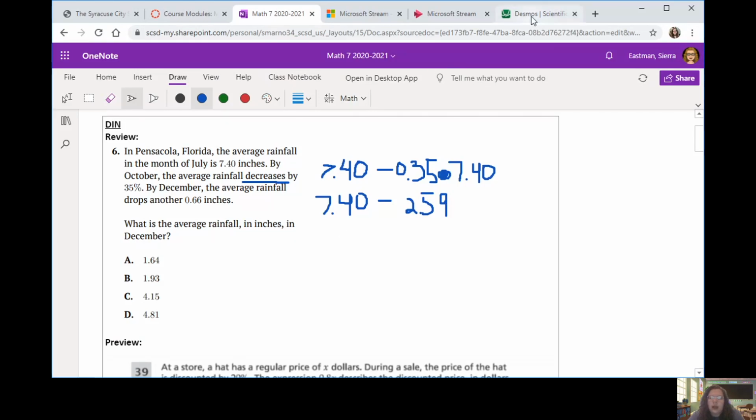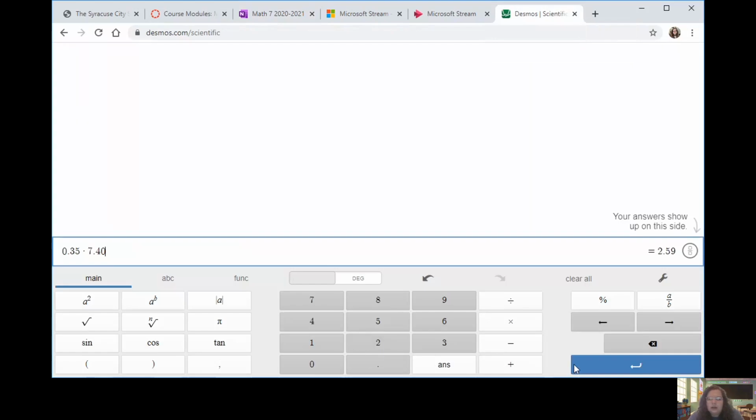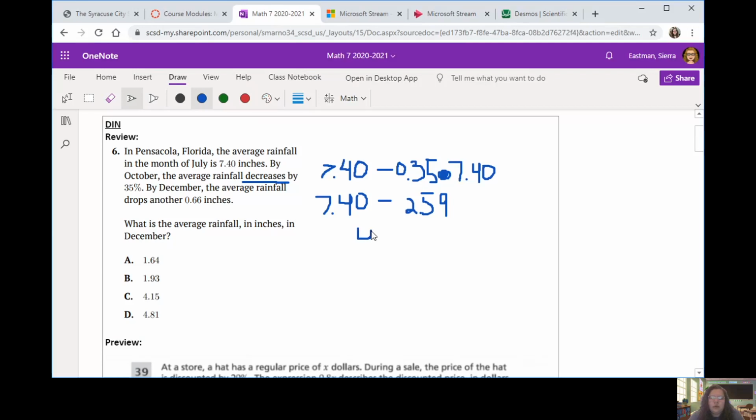And when I do that in my calculator, 7.40 minus 2.59, I should get 4.81. Okay, so this is now the amount that we have for October. We did the first step. It went from July, 7.40, all the way to October, decreased to 4.81.